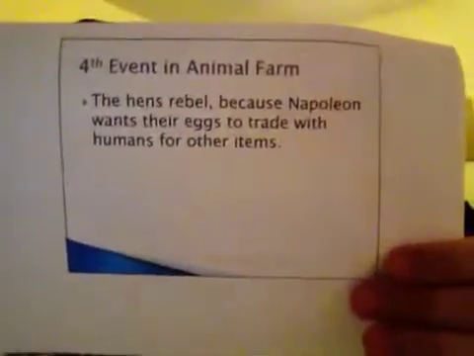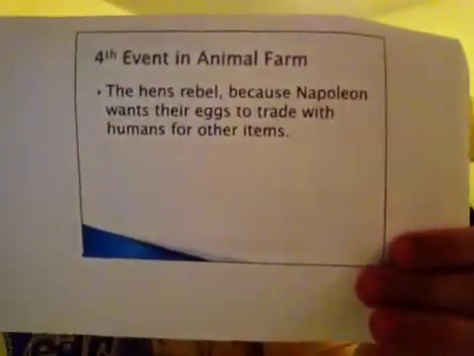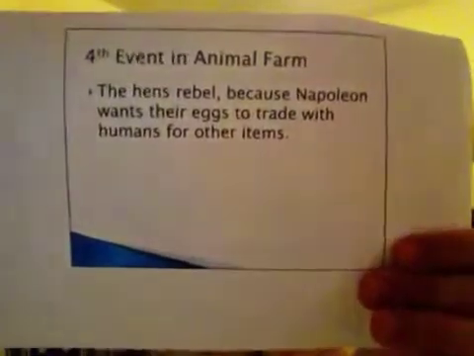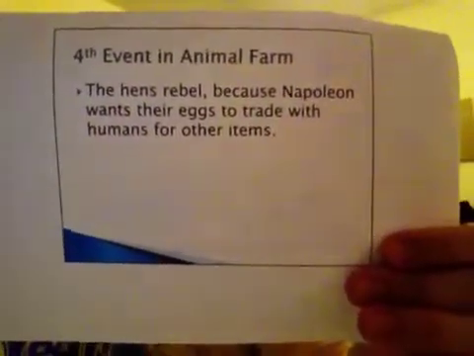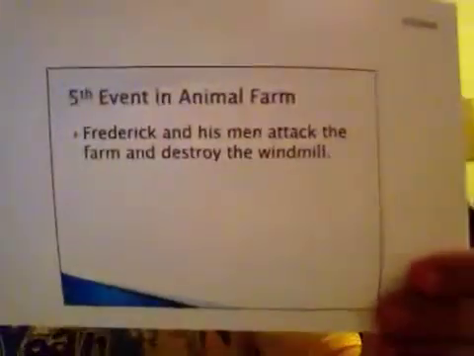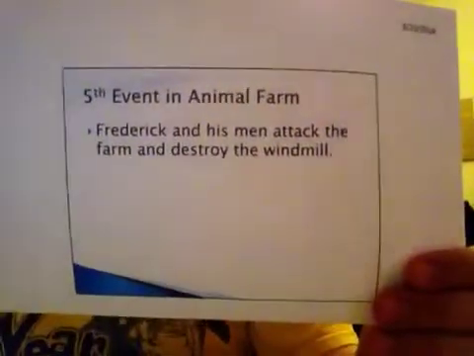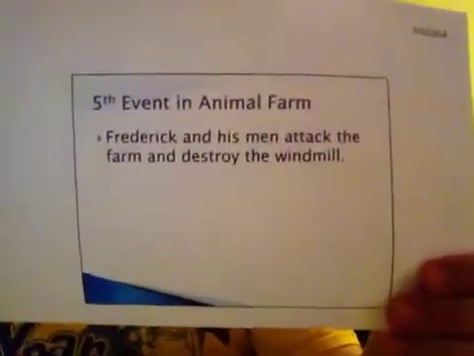Third event. Battle of the Cowshed. Jones comes back to reclaim his farm. Animals were victorious. Our fourth event. The hens rebel because Napoleon wants their eggs to trade with humans for other items. Our fifth event. Frederick and his men attack the farm and destroy the windmill.